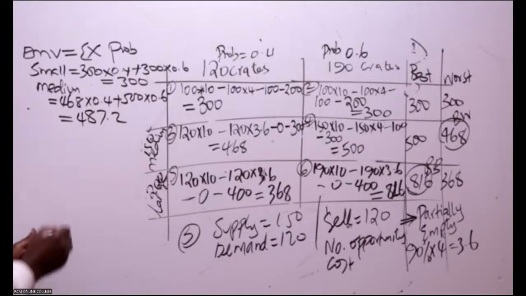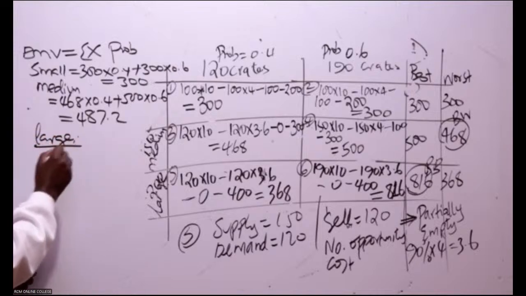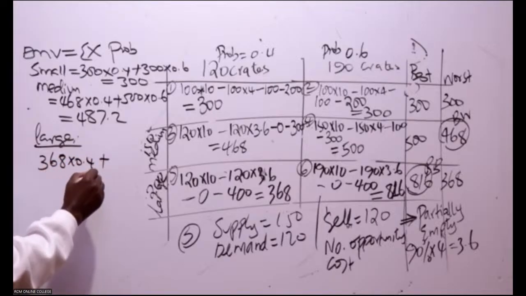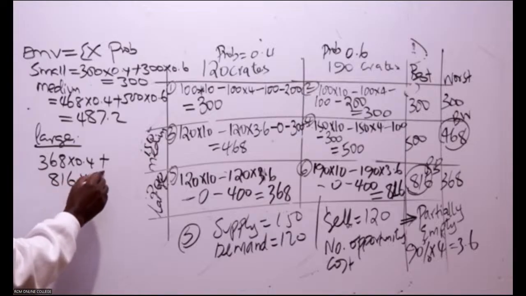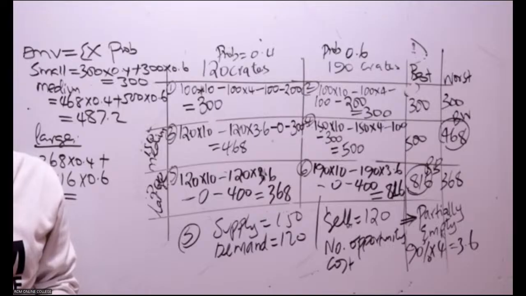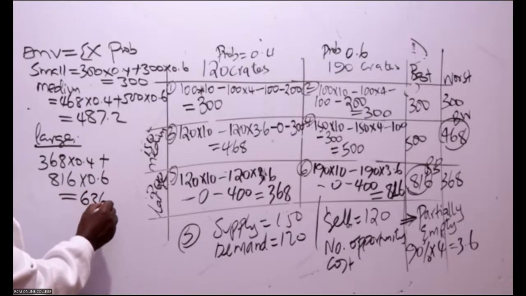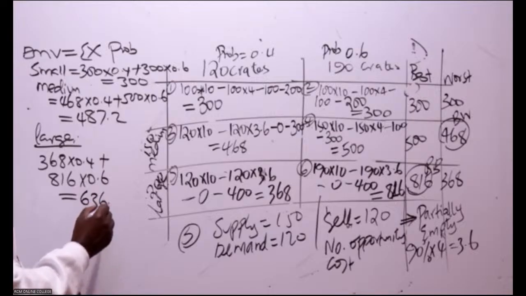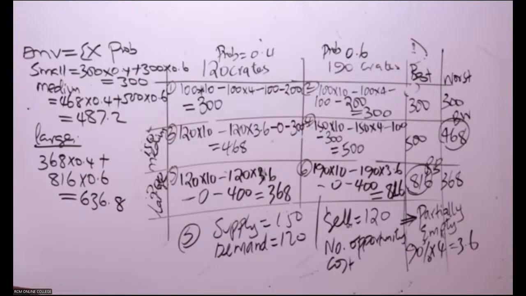Thank you so much. Then we have large. So for large, what do we have here? 368 times 0.4 plus 816 times 0.6, which will end up giving us what figure? 636.8. Thank you so much.